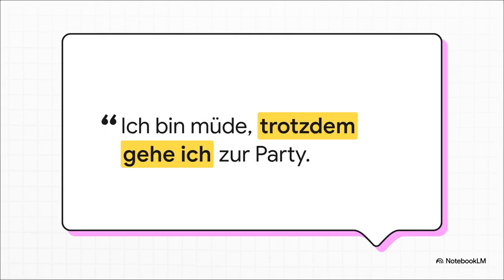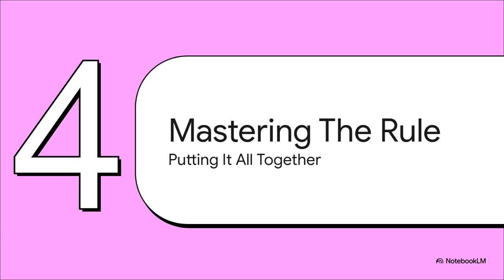And there it is again, the same beautiful pattern. Ich bin müde, trotzdem. And what's next? The verb, trotzdem gehe ich zur Party. Trotzdem takes position 1, the verb gehe slides right into position 2. It's the same structure, just with a different meaning. So simple.